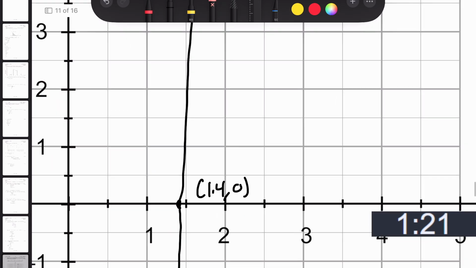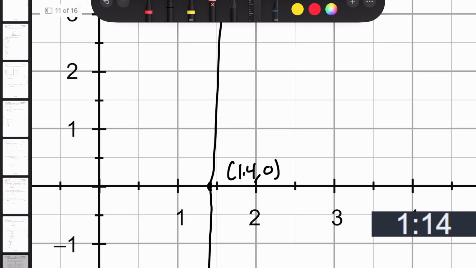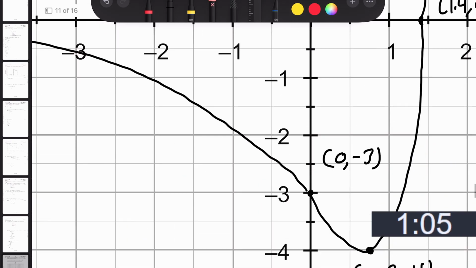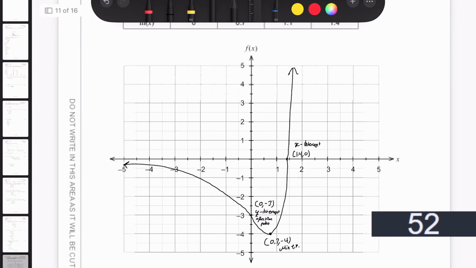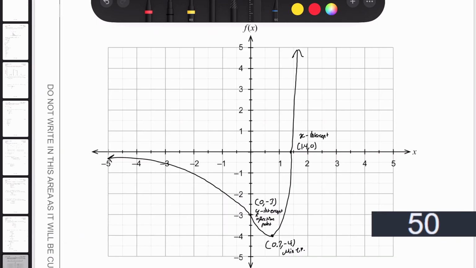Labeling clearly all intercepts. Did the last exam have me label them? Or was it just any of the points? I can't remember. Whatever, I'll just write it. Axis. Oh, x-intercept. And then here this will be y-intercept. Oh no, this is also inflection, right? Inflection point. Okay. Now I have 50 seconds left, whatever.